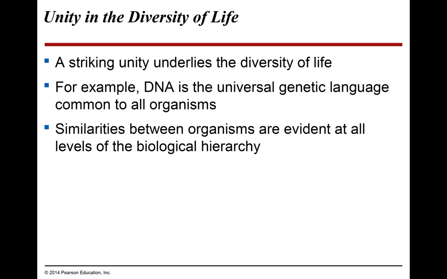So we have similarities between organisms that are evident at all levels of biological hierarchy because we have this universal language of DNA, right? And also something that gives an advantage for survival is going to be passed down. As evolution occurs, organisms are constantly changing. And if they branch off to create different organisms later, still, if something was an advantage, you're going to see that pop up in different populations, different communities, different species throughout all of evolutionary history.